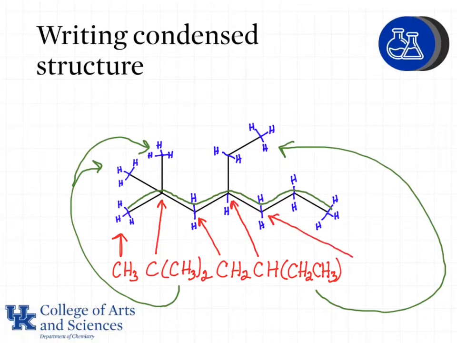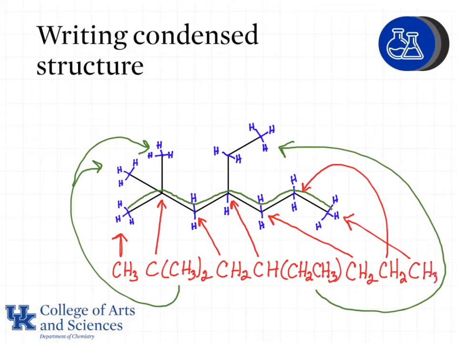Next, we'll have our CH2, CH2, and finally one last CH3. So we see here that our condensed structure represents this molecular structure.